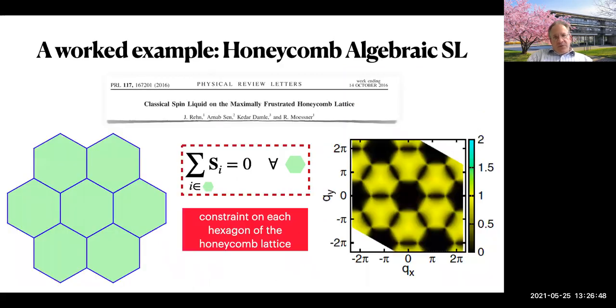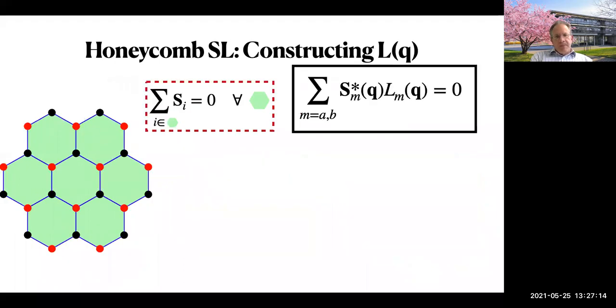So here's an example. Look at the honeycomb algebraic spin liquid. So this is a classical spin liquid, just defined as I mentioned earlier. You take each honeycomb, add the 6 spins and demand that they have to add up to 0. And this is going to give you the classical Coulomb spin liquid with pinch points that is shown here, in the structure factor on the bottom right-hand plot.